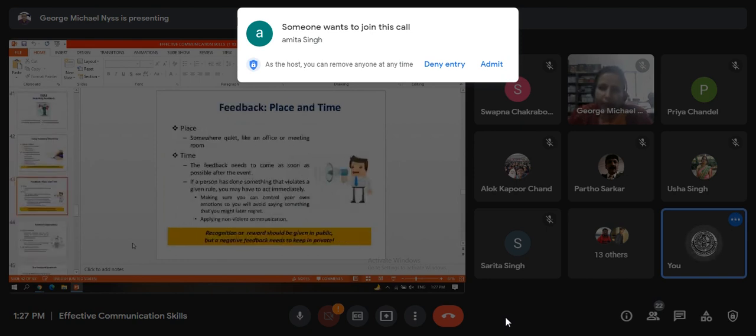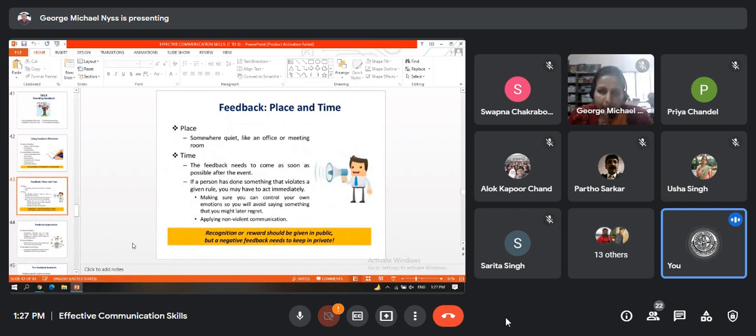Next, we'll discuss feedback about place and time. Let us see, the place should be somewhere quiet like an office or meeting room. About time, feedback needs to come as soon as possible after the event. If a person has done something that violates a given rule, you may have to act immediately. Make sure you can control your own emotions so you avoid saying something that you might later regret. Try to apply non-violent communication.